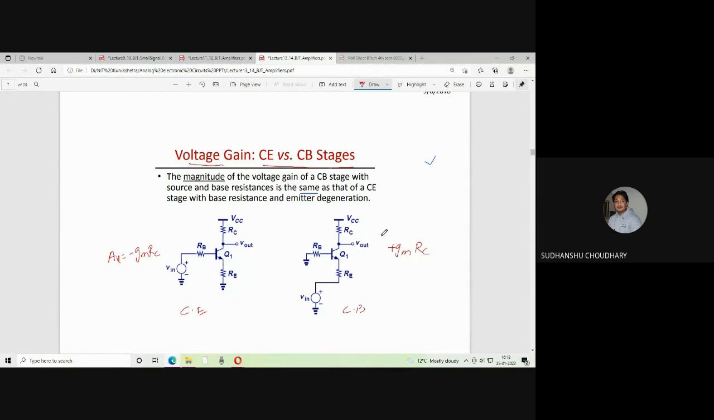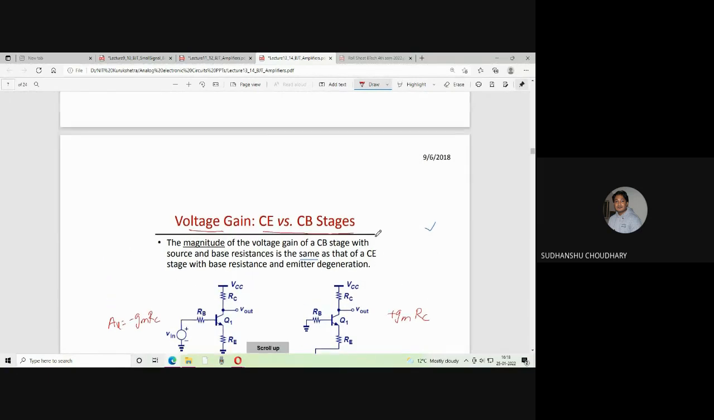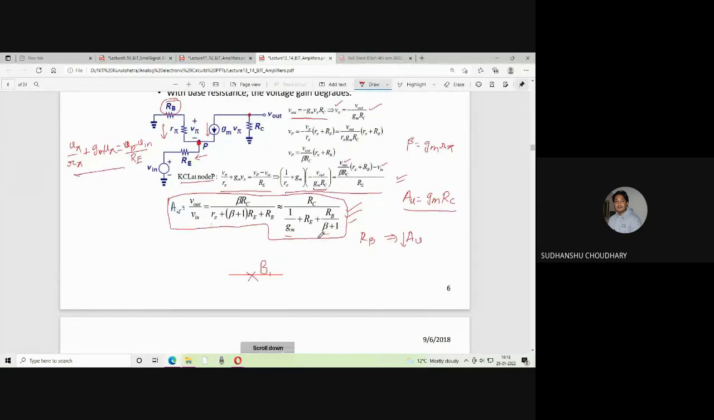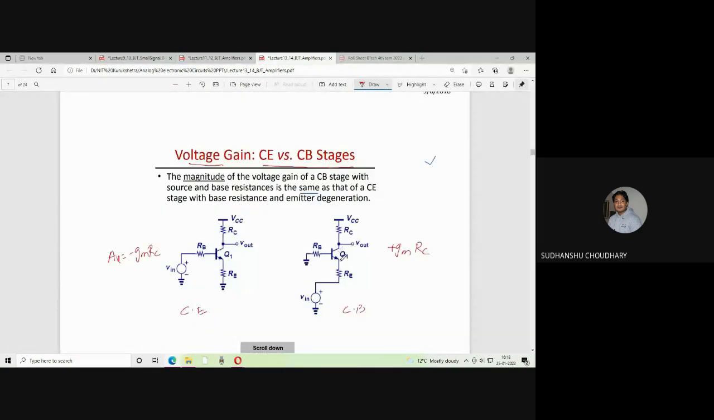And with base resistance, that is this one. So the gain is this much. If I try to compare, I will find that the magnitude of the voltage gain of this common base stage with source resistance RS and the base resistance RB is similar to the gain of the common emitter stage with base resistance RB and emitter degeneration resistance RE.